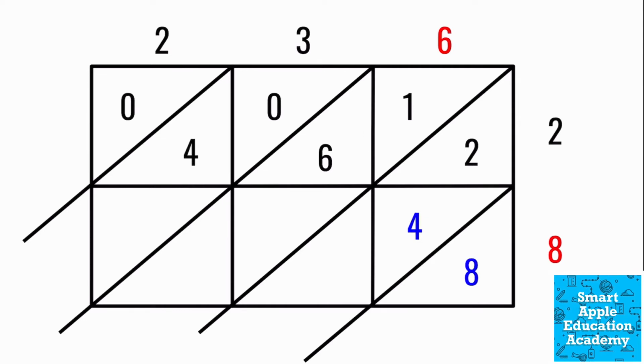Now that this box is filled in, let's move on to the middle box at the bottom with the sides of 3 and 8. What is 3 times 8? 3 times 8 is 24. So we're going to put 24 in that box. We're going to put a 2 in the first triangle and a 4 in the second triangle.